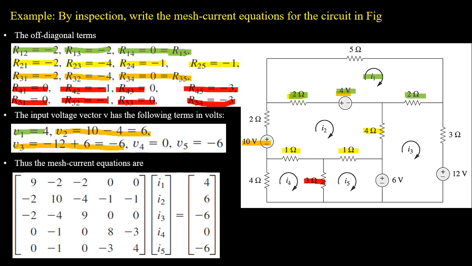Now in loop 3 again we have two voltage sources of value 6 volt and 12 volt. We will apply KVL in the clockwise direction and voltage rise again will be taken as positive, so V3 will be equal to -12 plus 6, equal to -6 volt. Loop 4 has no voltage source, so V4 will be equal to 0 and V5 will be equal to -6 volt.